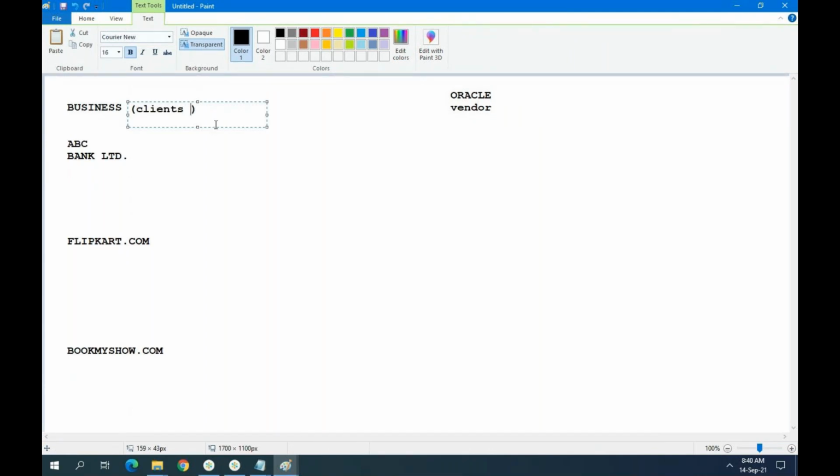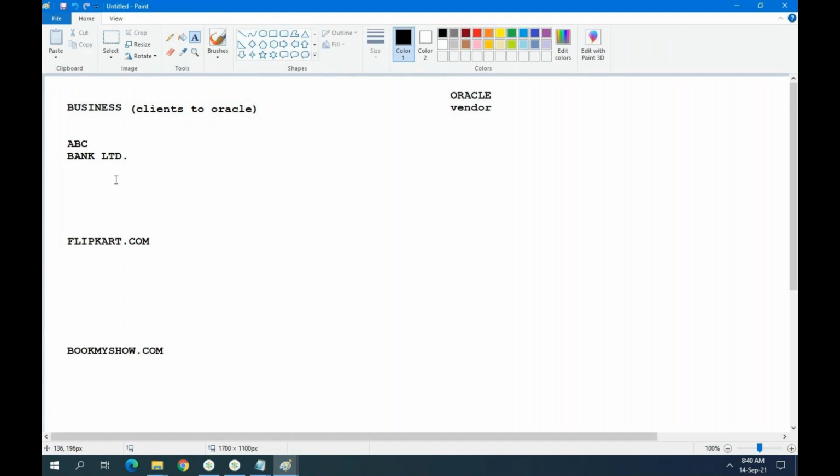Clients to Oracle. Okay, the bank is running successfully. Flipkart is selling the products. Book My Show is also working properly. From each business, the data is generating. They have to store the data, but they don't want to take the risk of maintaining a database.